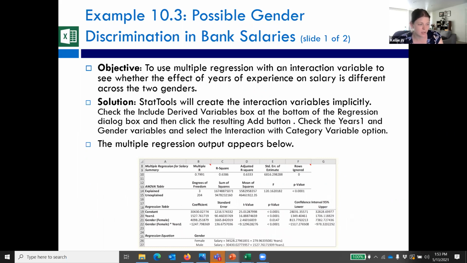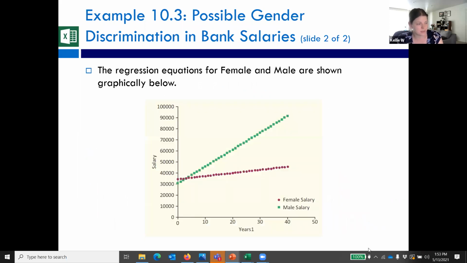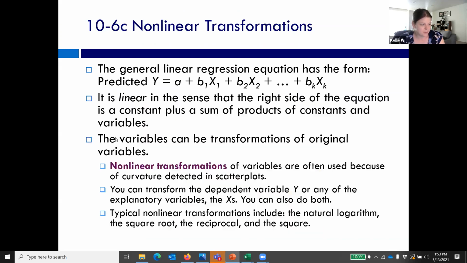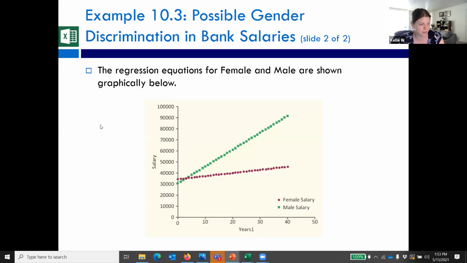StatTools will implicitly create them whenever you have a dummy variable, and you just tell it which variables are category variables. Then it gives you the regression equations for the two different variables. So instead of just getting the one regression equation for female salary, we get another where it runs it for the male salary. So this is salary based on years of experience, it looks like, at that bank. This is telling. That would be worth exploring.